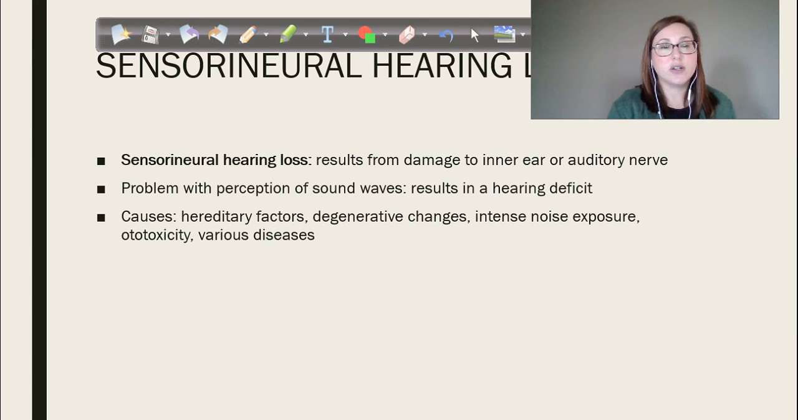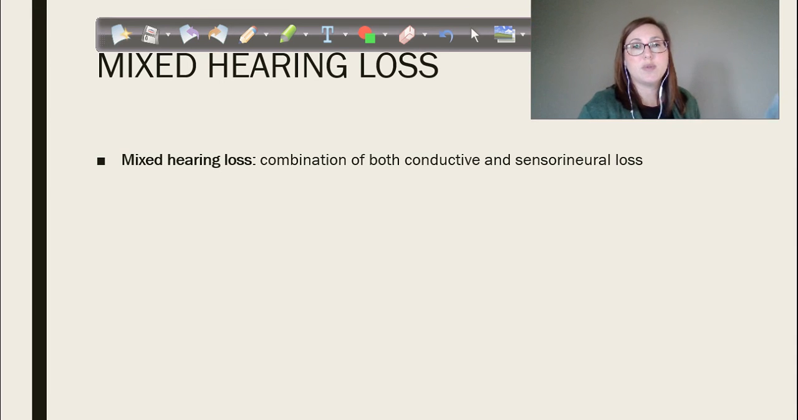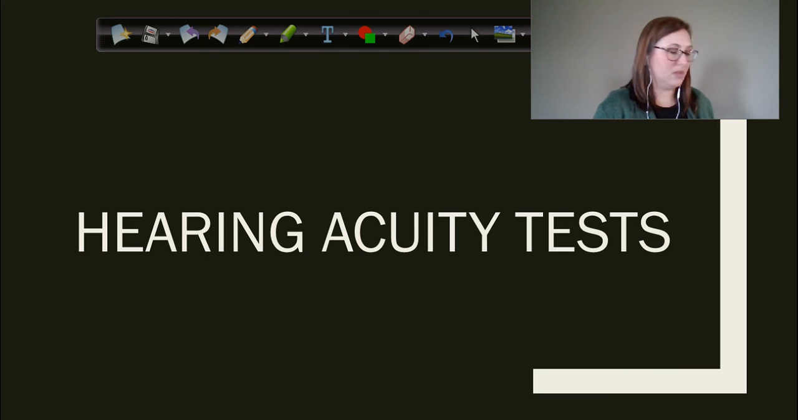Causes: there's hereditary, so things that are passed down. Degenerative changes as we age. Intense noise exposure. Ototoxicity is from medications. There are some medications that can cause hearing loss, and then some diseases. Measles and mumps are a couple of diseases that can cause hearing loss, and the other one is meningitis. Mixed hearing loss, so maybe you have a combination of both conductive and sensorineural hearing loss.